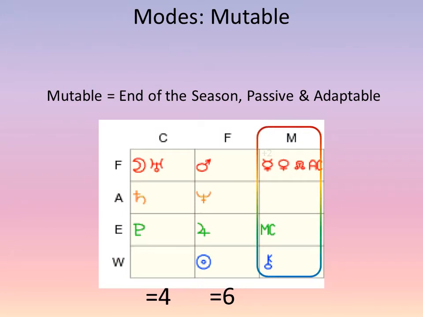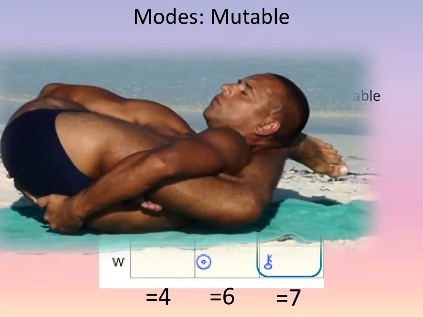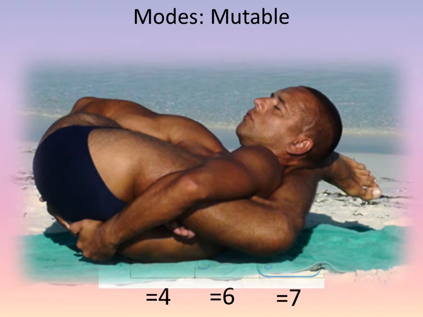Okay, and then the mutable represent the end of the season, the signs at the end of the season, and is passive and adaptable, and that has a rating of 7. So being flexible, being able to respond to the environment.